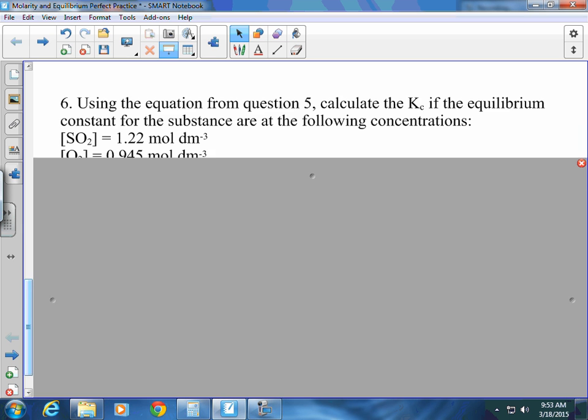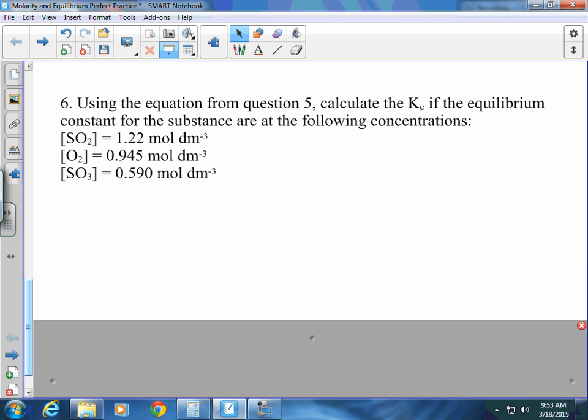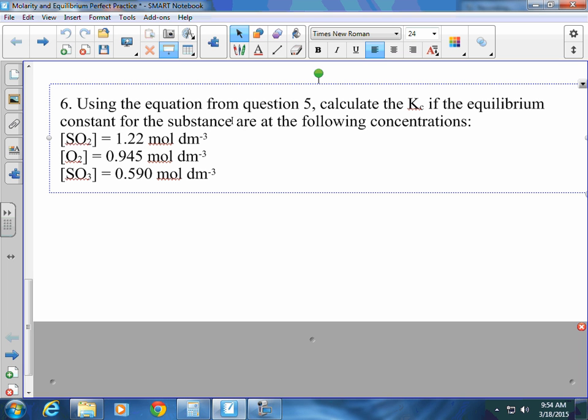All right, question number 6. We're going to have to use our equation from question number 5. It says, using that equation, calculate the Kc if the equilibrium constant for the substances are at the following concentrations. A little wording there is wrong. Let's see if we can clear that up. Calculate the Kc if the substances are at the following concentrations.